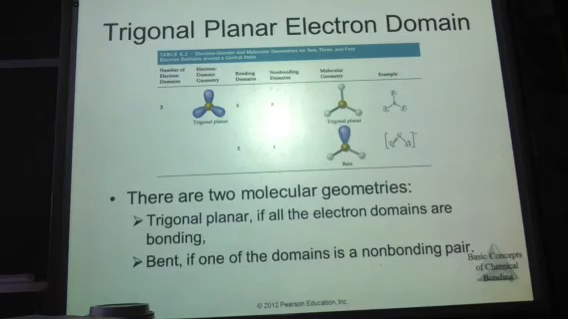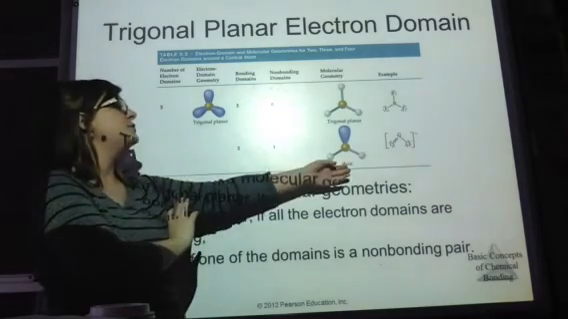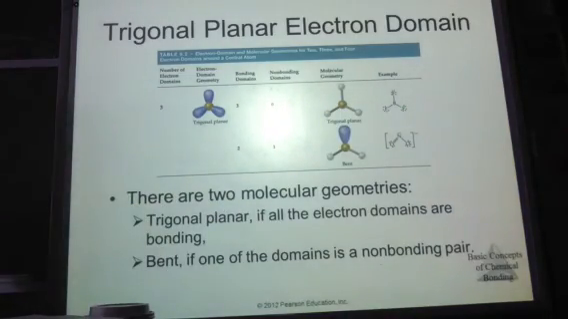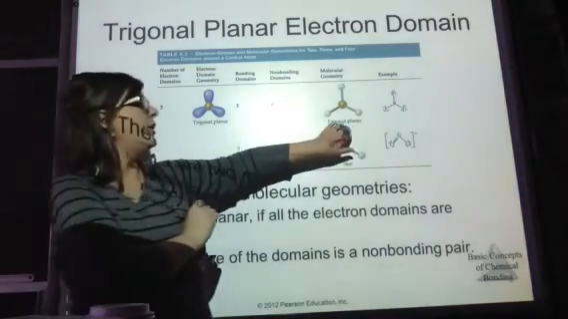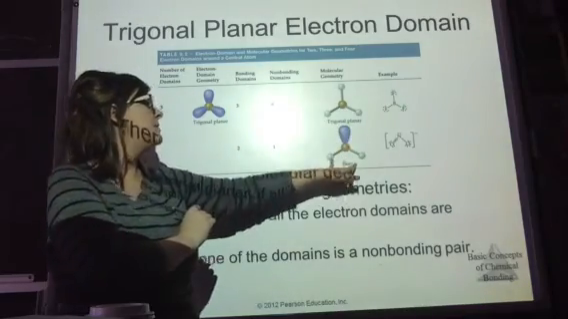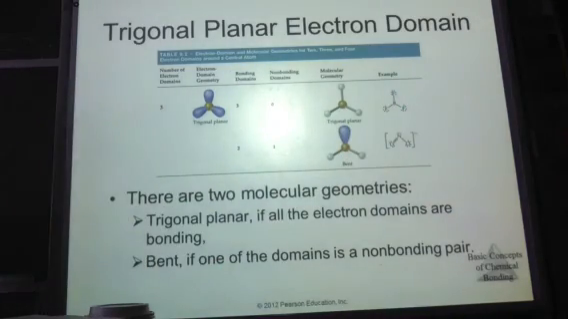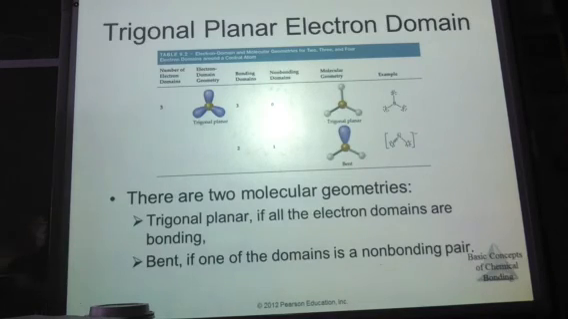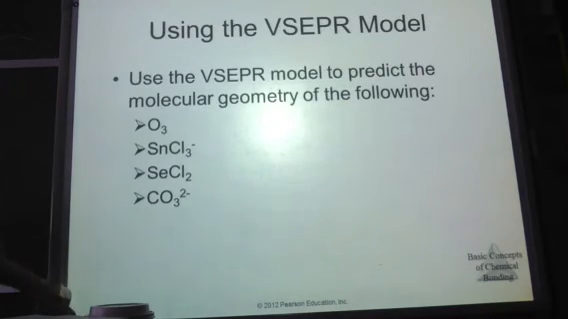Still, just continuing on saying what we just said, with trigonal planar there are 2 molecular geometries. There's the trigonal planar, or there's bent. So I took away one of those atoms, and instead we have an electron pair here. So this gives me a bent structure. So it's trigonal planar if they're all bonding. It's bent if one of them is a non-bonding pair.